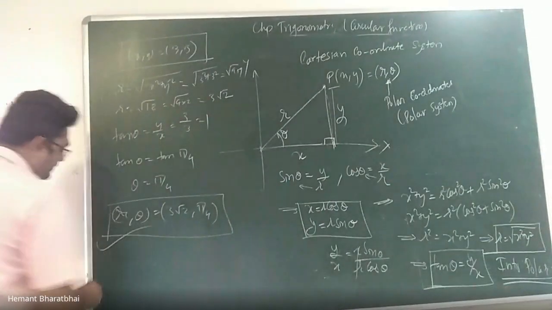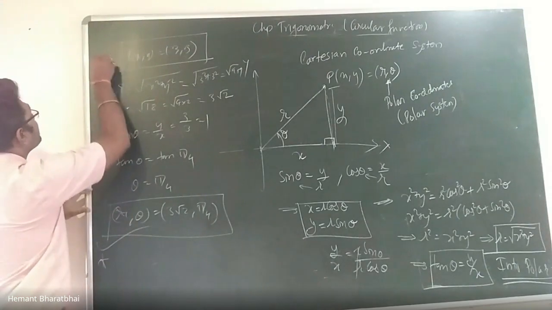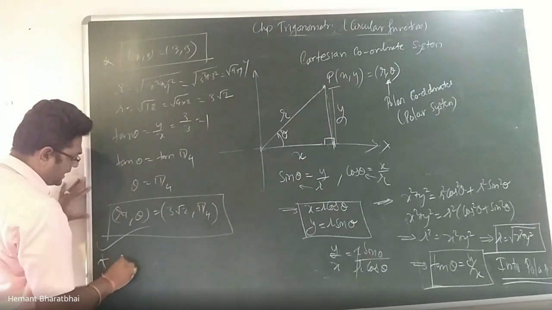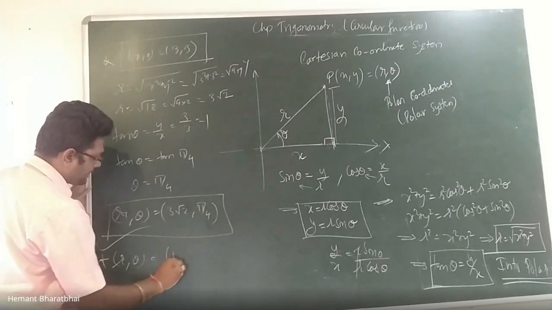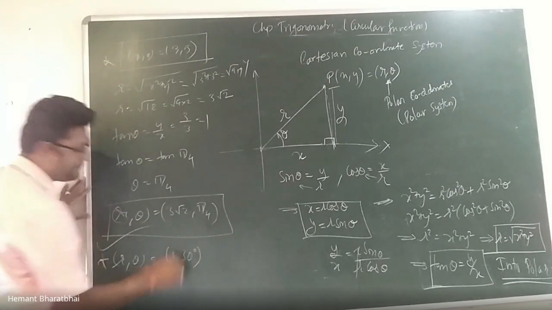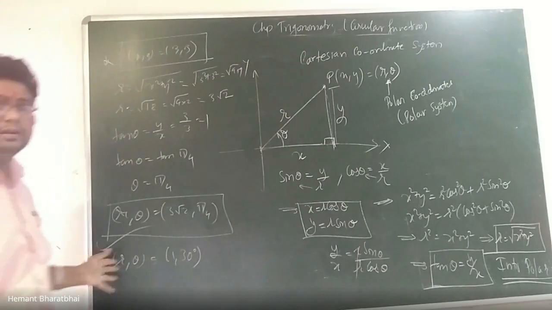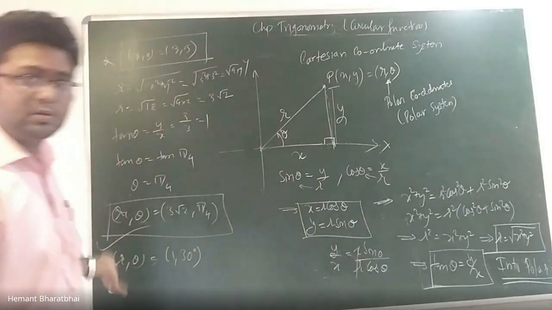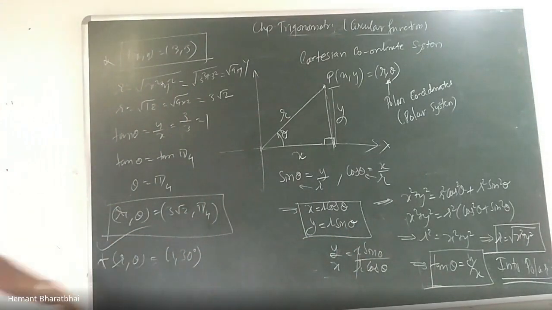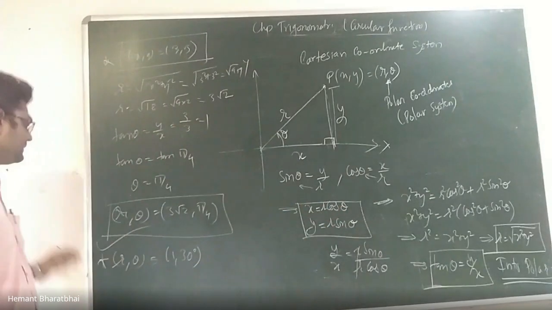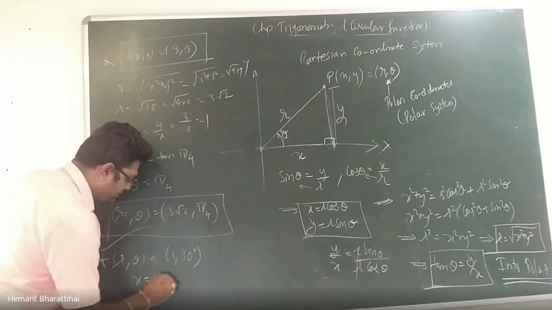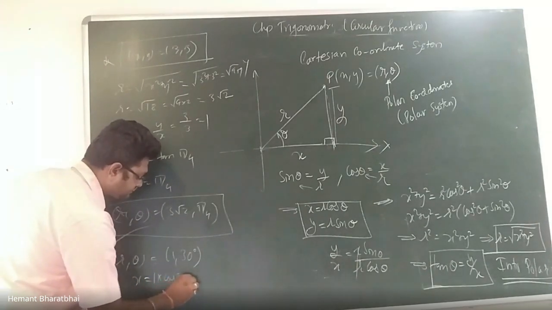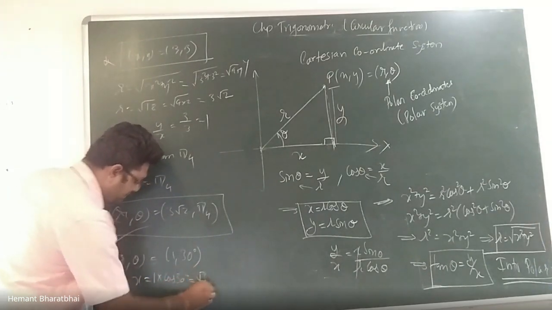Suppose I have been given r comma theta is equal to 1 comma 30 degree. So now this time I have it in the polar system. I want to convert it into the Cartesian system. What I'll do? I'll use this formula. x is equal to r cos theta. So 1 into cos of 30 degree, so that will give me root 3 by 2.